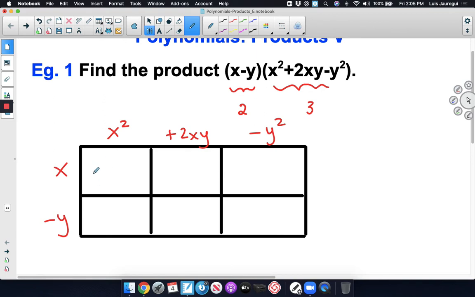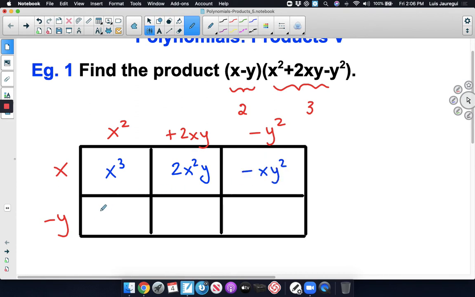So here, for this first section, we're going to have x times x squared. That's simply x cubed. Then for this other section, we have x times 2xy. That becomes 2x squared y, because there's an implicit 1 as an exponent here and an implicit 1 as an exponent here. So we keep the x base and add up the exponents. So 1 plus 1 gives you the 2. And then we multiply that by the y. And then we have x times negative y squared. So that's negative xy squared.